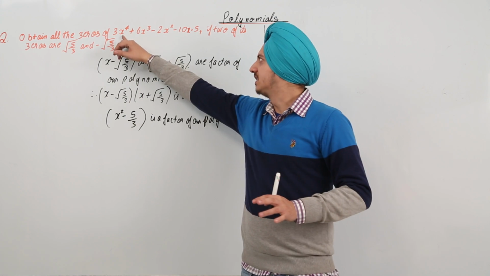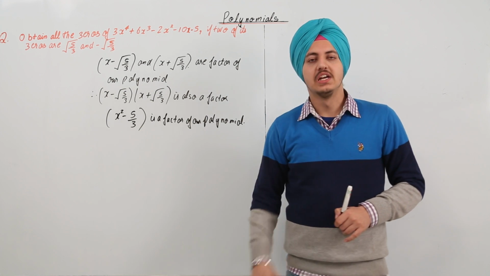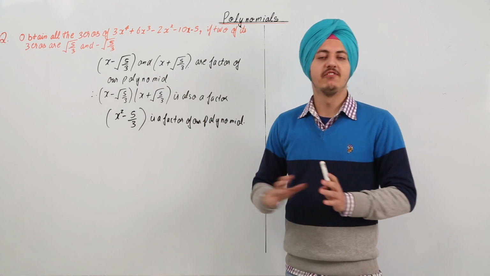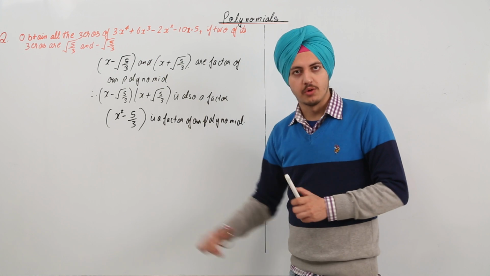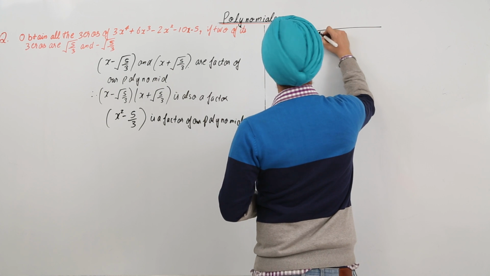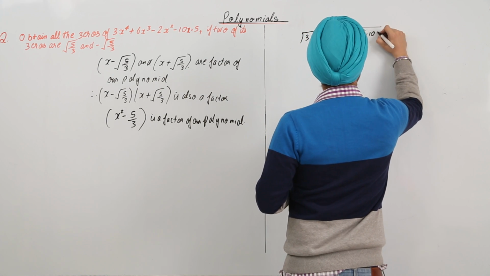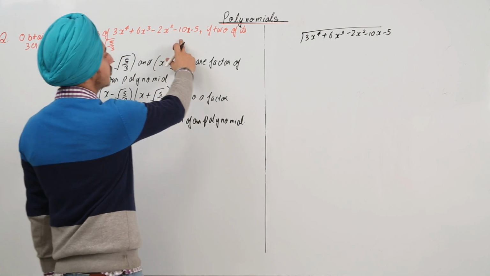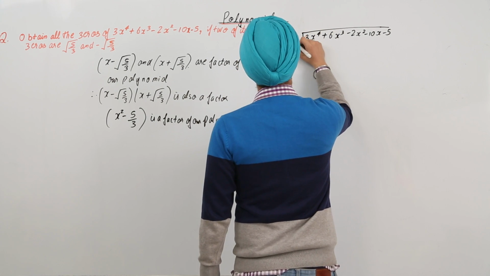If we divide this polynomial with a factor of it, taking this as the divisor, then we will reach the remainder equal to 0. And the quotient that we will get will be another factor. So to find the other roots, we can find another factor of this polynomial. So how do we go about that? We divide our polynomial with this. So the polynomial written over here is 3x^4 - 6x^3 - 2x^2 - 10x - 5. This should be divided by x^2 - 5/3.